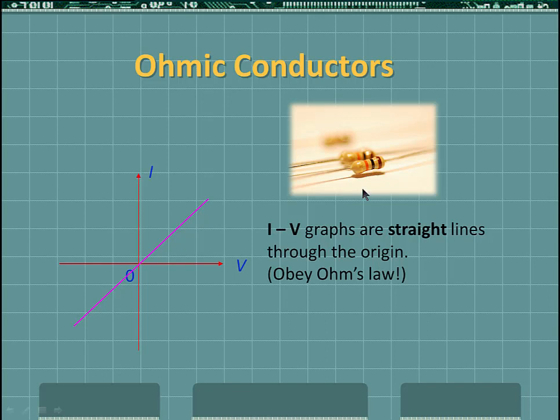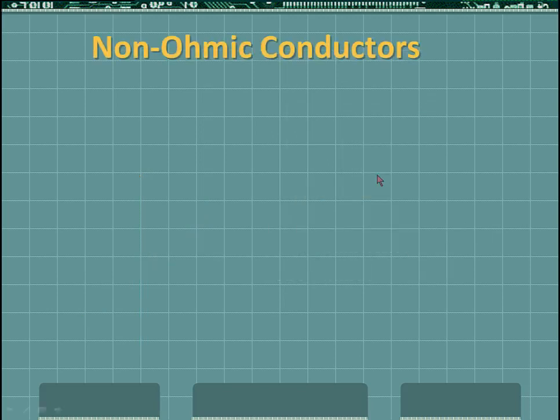And usually resistors, these are pictures of resistors with these color bands. They're made out of a ceramic material designed to precisely obey Ohm's law so we can exactly predict how much resistance we're putting in or taking out of a circuit. Now in real life, most things are non-ohmic conductors. They don't obey Ohm's law.